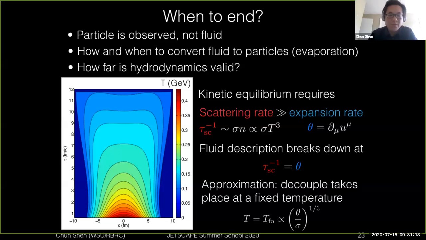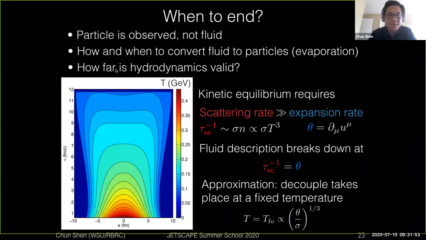As the system evolved to a later stage, at lower temperatures, it cannot stay as a fluid for its whole lifetime, because eventually what we observe in the detector is actually individual particles, not fluid cells. So as the density becomes really low, the system kind of falls apart. So we need to convert the individual fluid cells into particles. And this is the so-called Cooper-Frye particlization procedure.